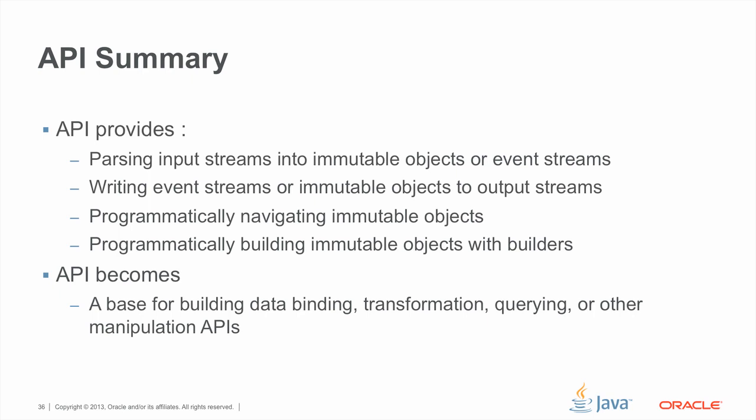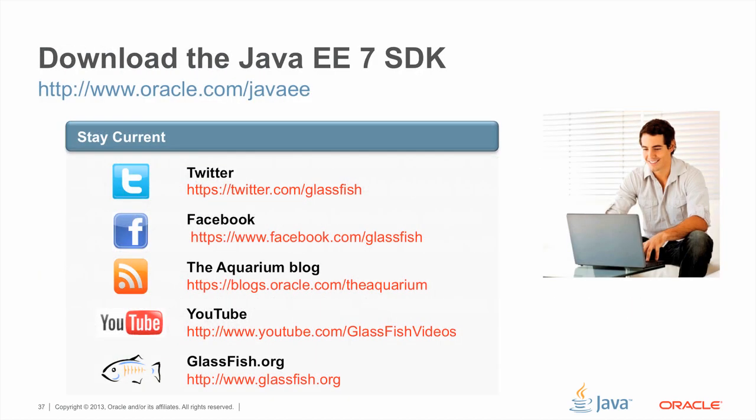This API primarily becomes a building block for other bigger frameworks like data binding, transformation, querying, and any other manipulation APIs. Some of the information about JSON and other parts of the Java EE technology could be found. The resources can be found on this page.